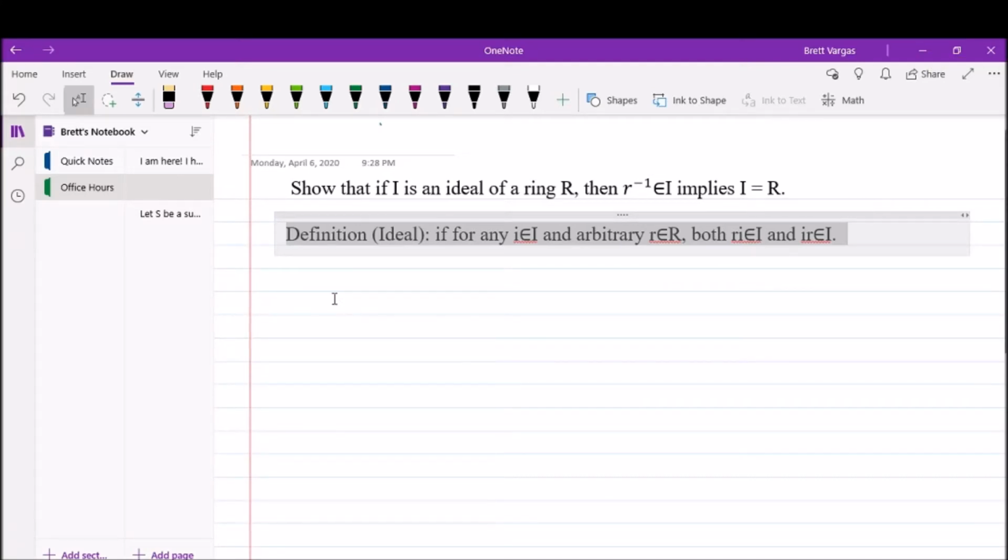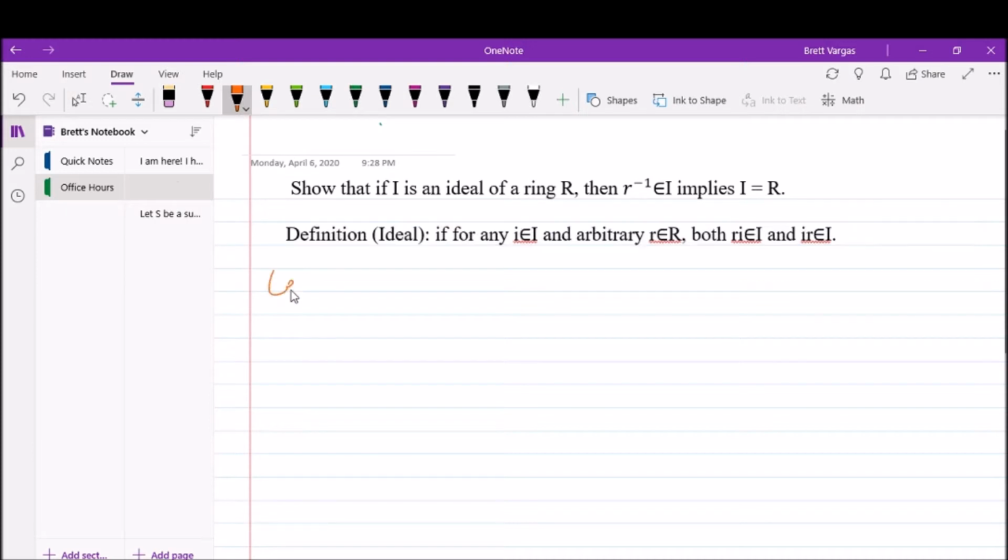In this video, I want to show that if I is an ideal of a ring R, and if R inverse is in I, this implies I is equal to R. So what I'm going to do is let R be an element of R and R inverse be an element of I.